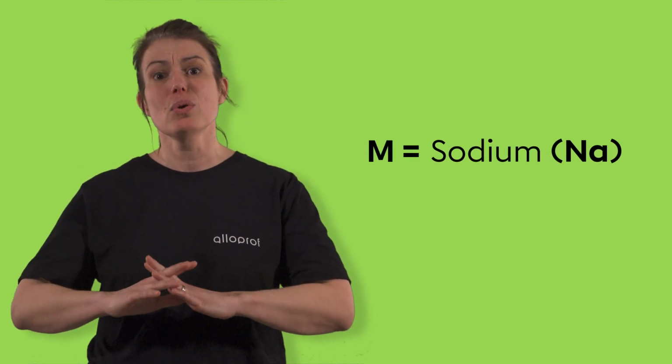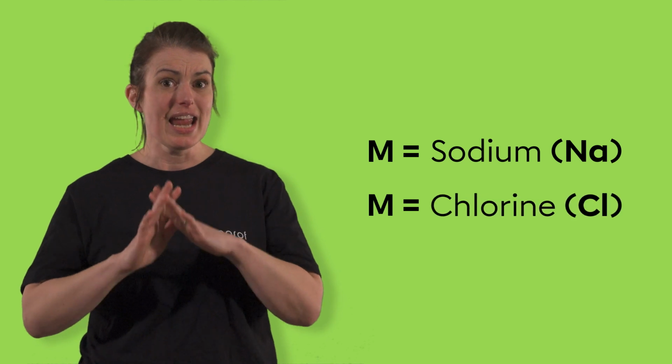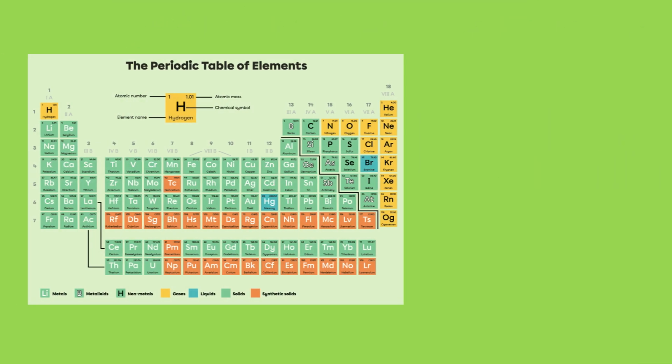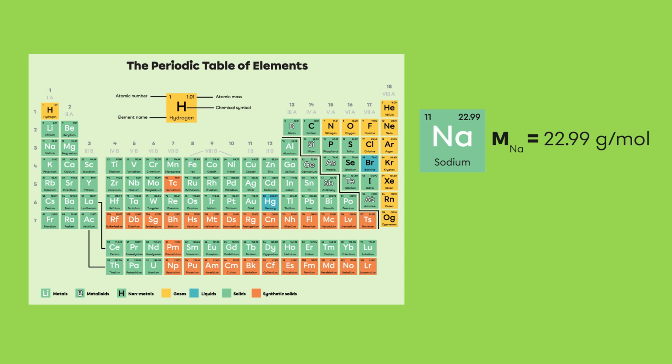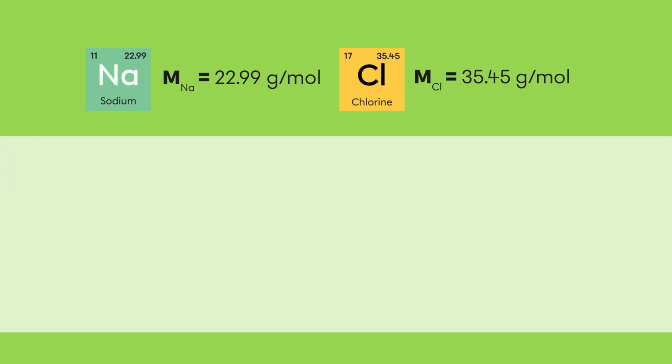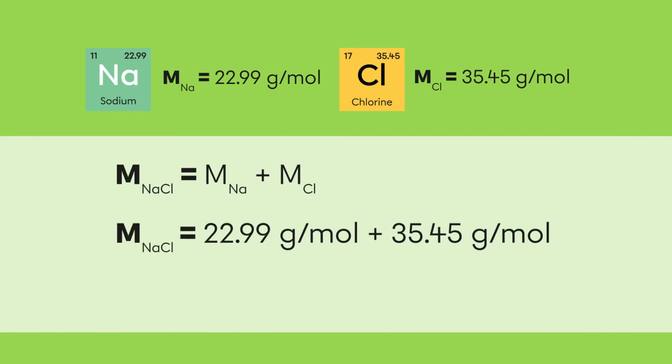To find the molar mass of NaCl, determine the molar mass of sodium, Na, and chlorine, Cl, using the periodic table. Sodium has a molar mass of 22.99 grams per mole, and chlorine has a molar mass of 35.45 grams per mole. To find the molar mass of NaCl, add up the molar masses of each atom in the compound. The molar mass of NaCl is therefore 58.44 grams per mole.